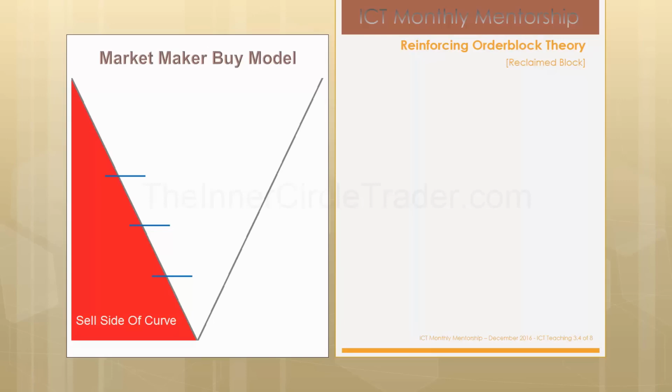Now the market maker buy model, the curve is basically a price swing lower that trades higher. That's all the market maker buy profile is, or market maker buy model. It's just understanding that the market's going lower to go higher.